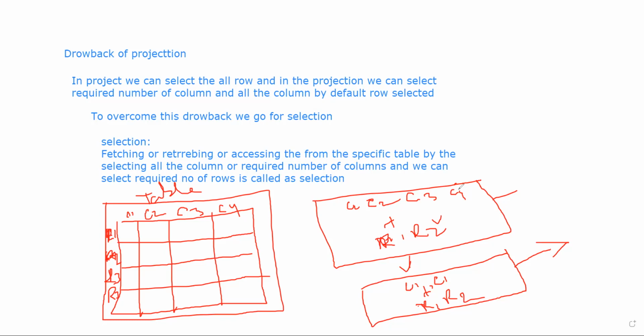Okay. Any questions? The required number of columns and all the rows, and the required number of rows. Guys, understood or not? Any query? Okay, guys, write down this one.